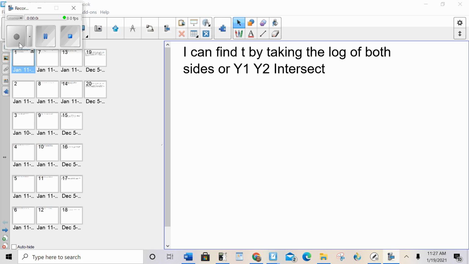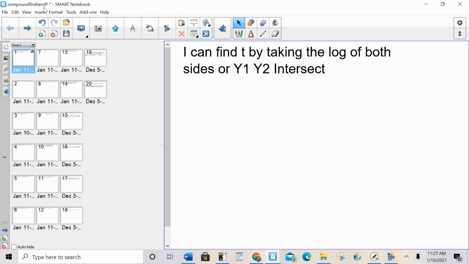Today I can find t by taking the log of both sides, or y1, y2 intersect. Now I say finding t. We're going to also be finding p a little bit, but p is not a big deal. T is definitely a little bit more involved. So to get us started, we need to understand everything we've talked about so far in this unit.